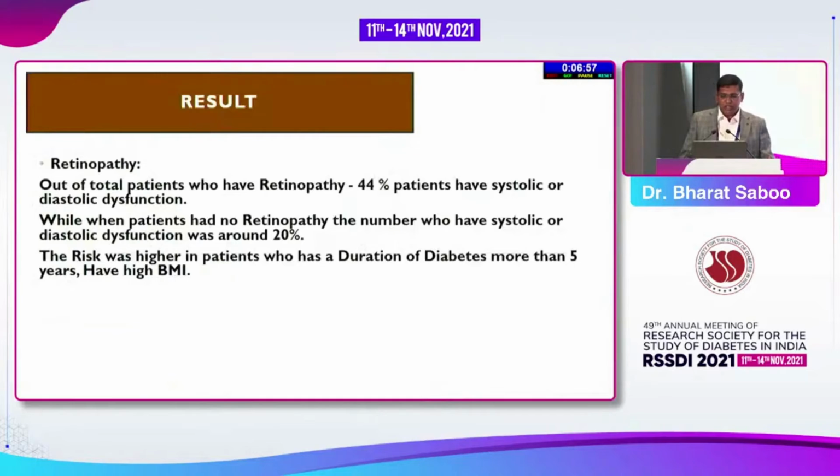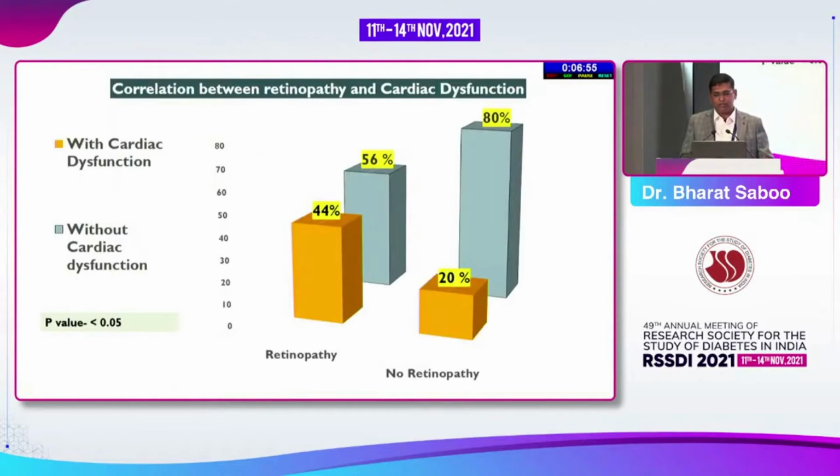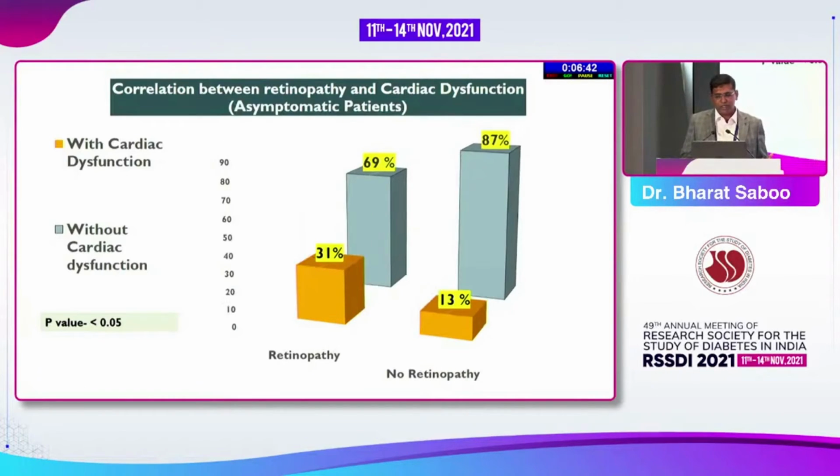With retinopathy, we have seen that 44% of patients had cardiac dysfunction when they had associated retinopathy. While if they didn't have retinopathy, only 20% had cardiac dysfunction. Now in asymptomatic patients, when retinopathy was there, the associated cardiac dysfunction was 31%. And when there was no retinopathy, we only found 13% of patients to have cardiac dysfunction.